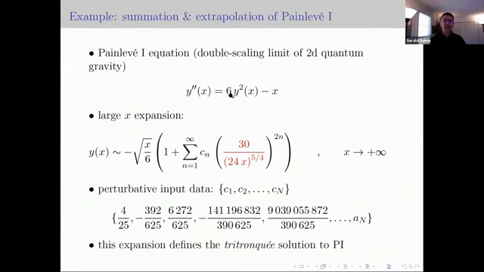In any case, from matching these two terms, there's a natural square root type behavior. There's a plus or minus because this was y squared. I'm going to choose the minus. That turns out to be important. And then you can now convert this differential equation into a recursion formula to generate these coefficients here. And here are the first few terms. And the various choices I've made here define this so-called tritronquée solution to Painlevé-1.